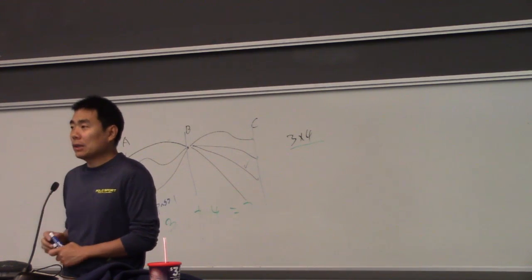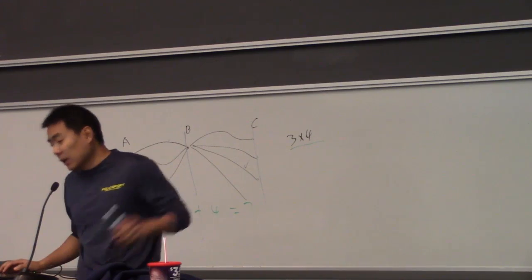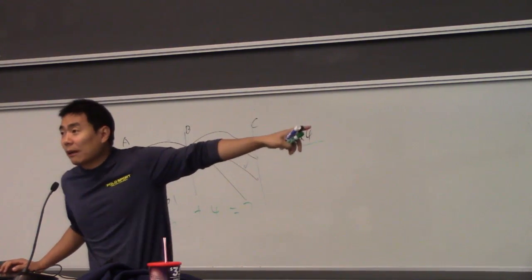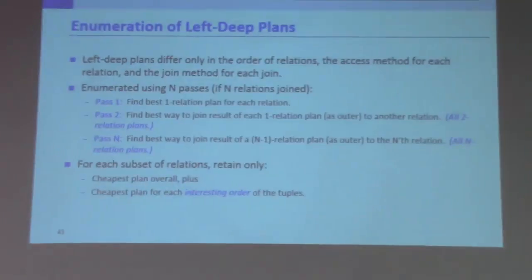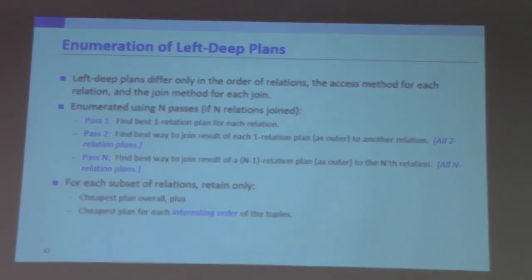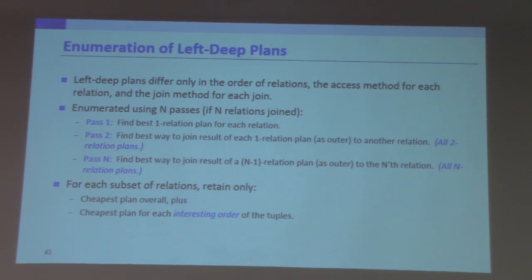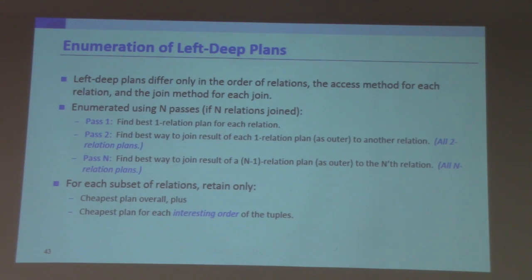Let's see how we do that in optimization. Keep in mind, we only consider left-deep plans. So in pass 1, what do we do? Well, we find what we call the best one-relation plan for each relation.